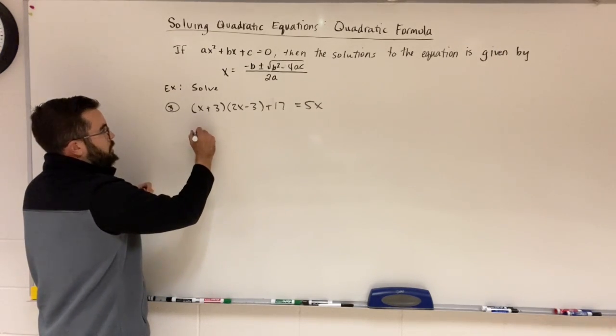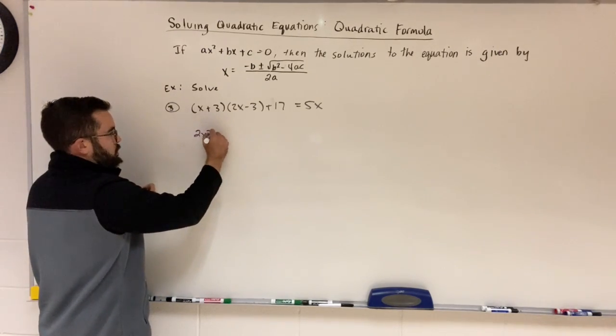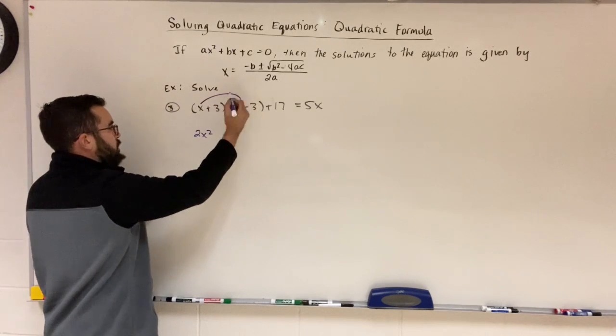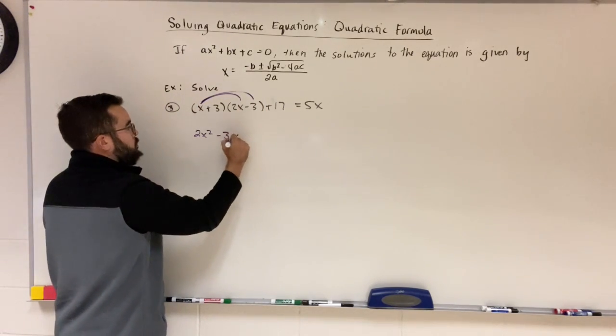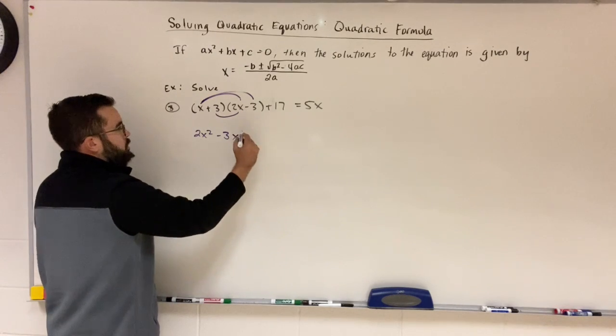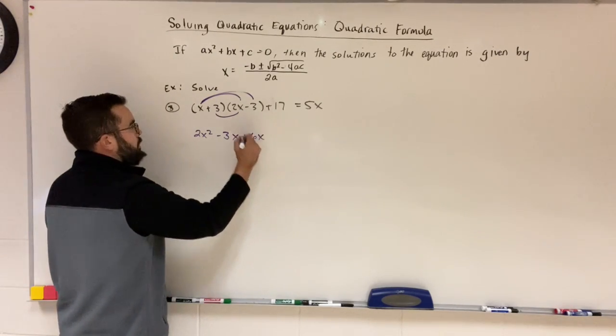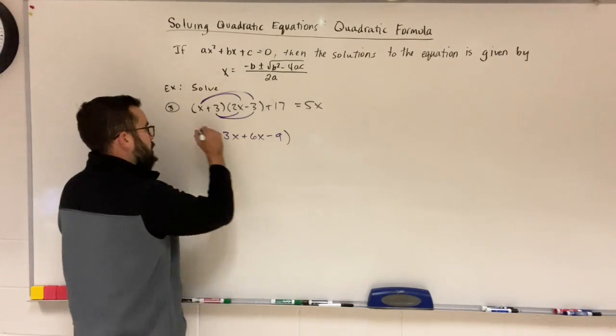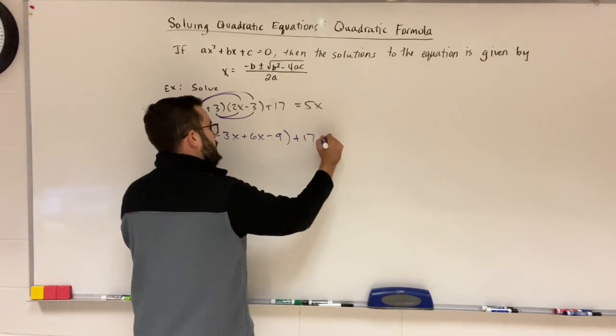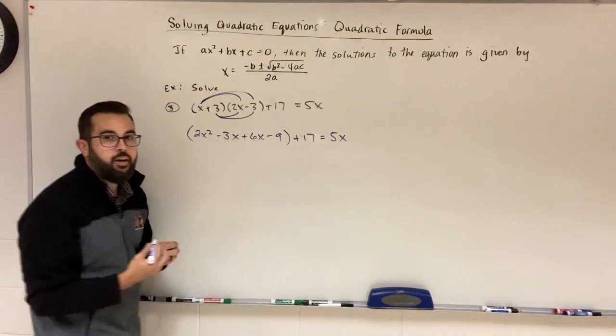All right, so I'm going to have to FOIL to expand this. So I'm going to get 2x squared from multiplying x times 2x. X times negative 3 is minus 3x. 3 times 2x is plus 6x, and 3 times negative 3 is minus 9. I still have plus 17, and that is still equal to 5x.